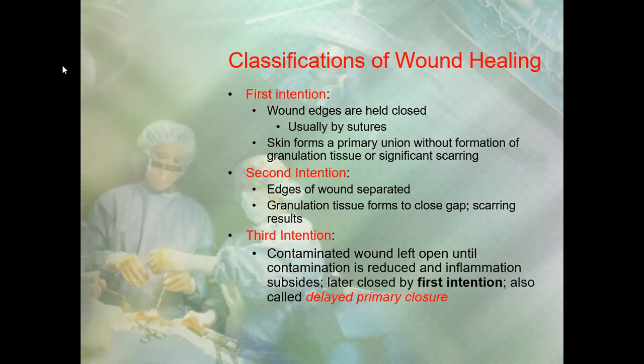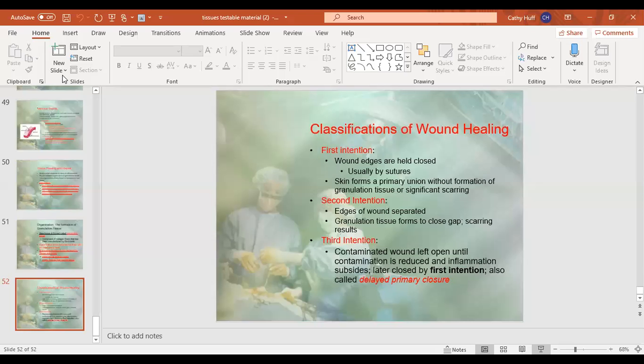So first intention, artificial closure. Second intention, just let it go. Third intention, combo of the two. And that is our tissues lecture.